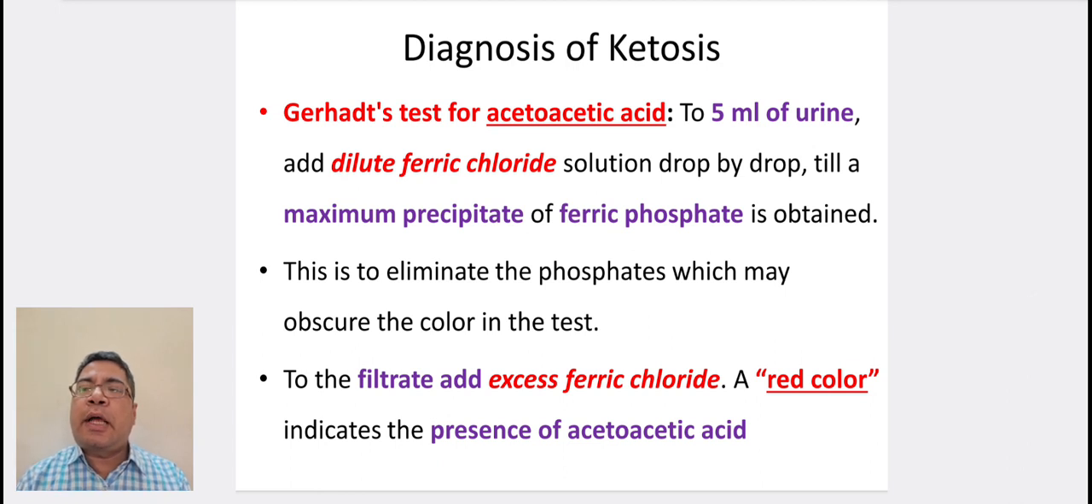Gerhard's test, or acetoacetic acid test. To 5 ml of urine, add dilute ferric chloride solution drop by drop till a maximum precipitate of ferric phosphate is obtained. This is to eliminate the phosphate which may obscure the color in tests. To the filtrate, add excess ferric chloride. A red color indicates the presence of acetoacetic acid.